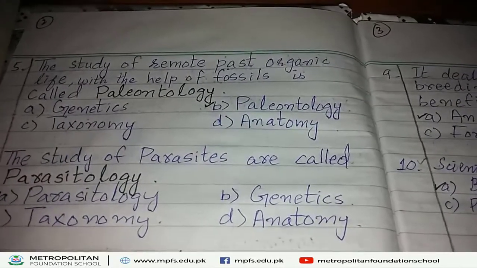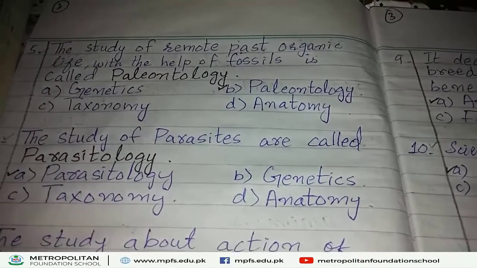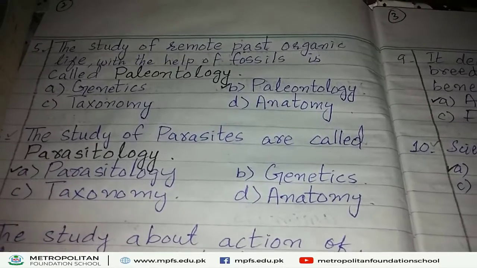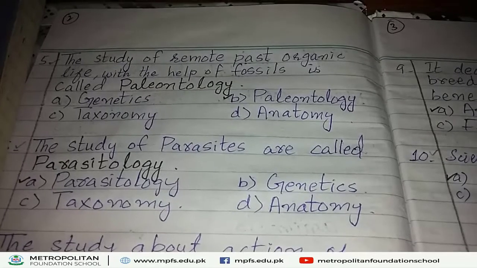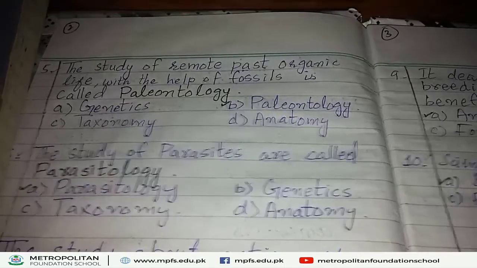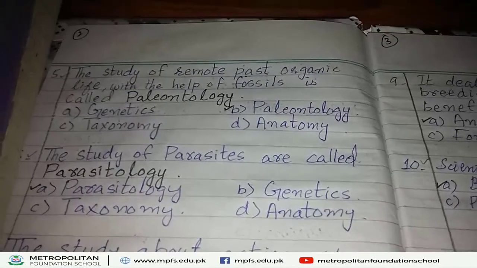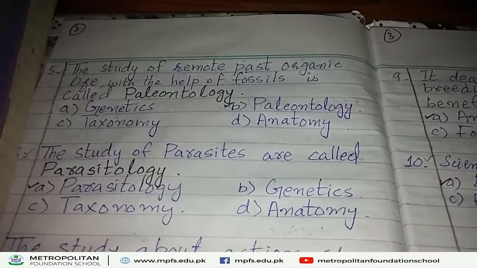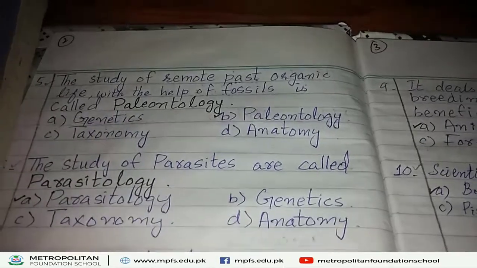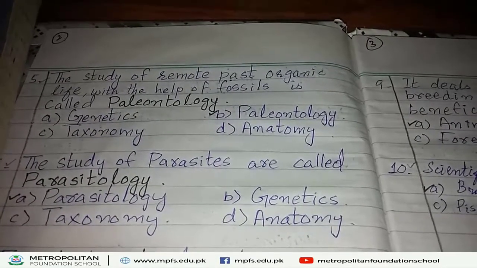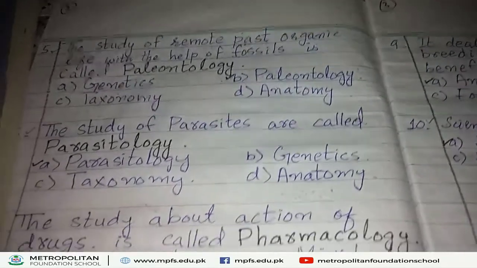Now, next, the study of parasites is called option A, parasitology, option B, genetics, option C, taxonomy, and option D, anatomy. The branch of biology in which we study about different parasites like mosquito, roundworms, this branch of biology is called parasitology. So the correct option is option A, that is parasitology.